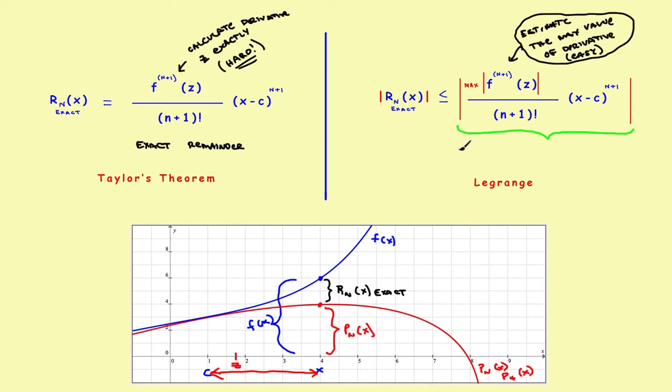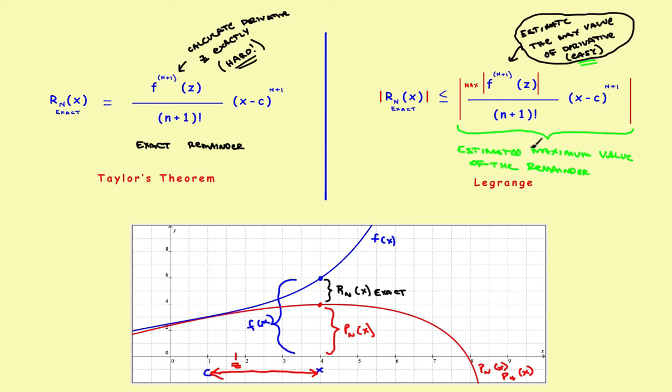Over here what you're going to get is an estimation. This is going to be the estimated maximum value of the remainder. So where Taylor's theorem gives you the exact remainder, but it's very hard to work with, Lagrange's form of the remainder is going to give you an estimated maximum value of the remainder, but it has the advantage of being very easy to work with generally.